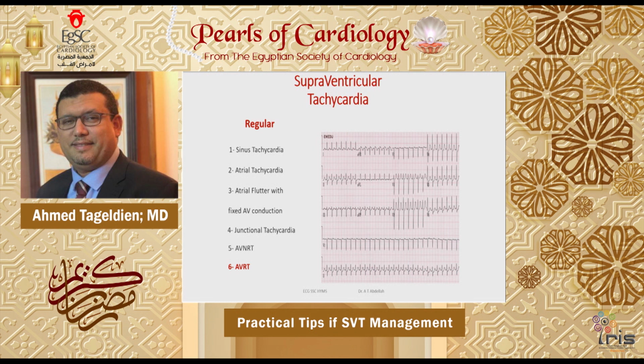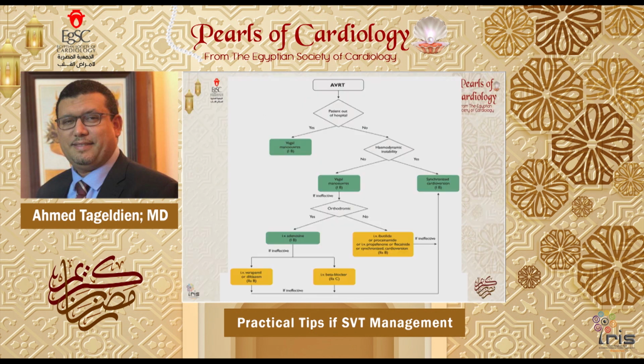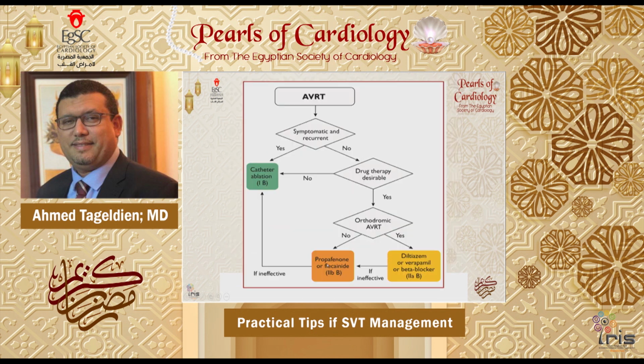What about AVRT, where there is an accessory pathway, as you know? Again, if the patient is not hemodynamically stable, we can use synchronized cardioversion. If the patient is hemodynamically stable, we can start with vagal maneuvers. If responsive, that's fine. If not, we can use IV adenosine. If there is a good response, fine. If not, we can use calcium channel blockers or beta blockers. This is the acute situation.